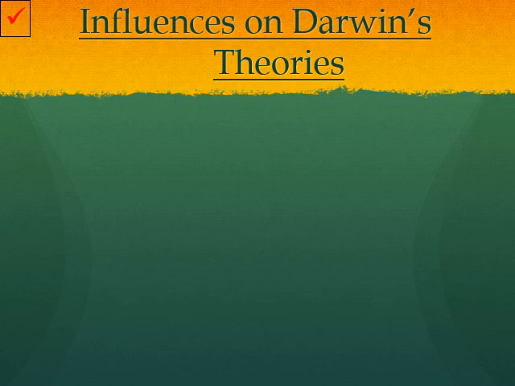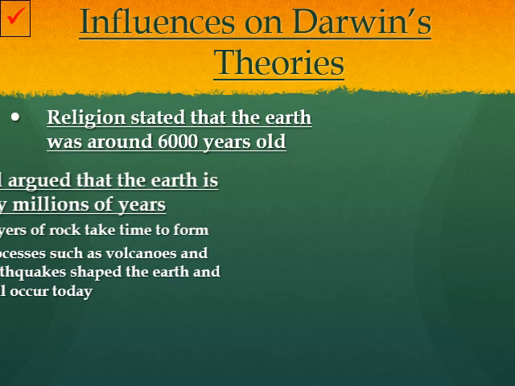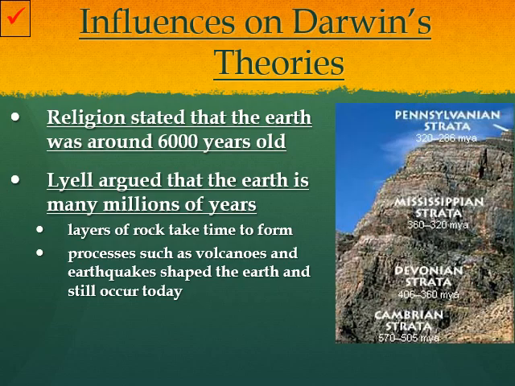Now, there were various scientists and theorists that had some influence on Darwin's creation of natural selection. The first one was a gentleman by the name of Lyell. Now, religion at that time stated that the Earth was around 6,000 years old. However, Lyell argued that the Earth has to be many millions of years because of the different layers of rock and how long it would take for each one to form. Also, processes such as volcanoes and earthquakes are still shaping the Earth today. Each layer of rock is older than the one before that. The deeper you go, the older they get. So the Earth is still being shaped. It's still changing, and it's not the same as it used to be.